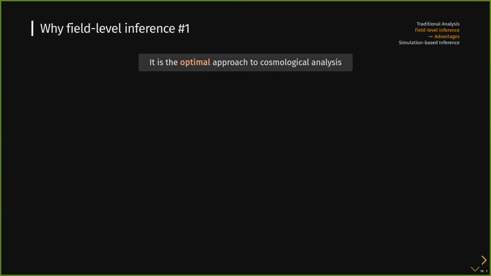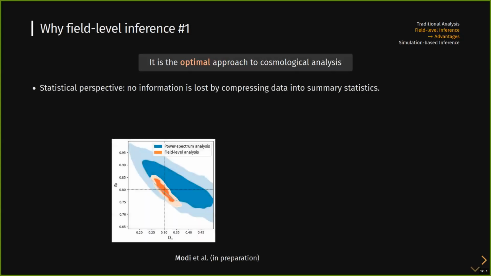The first, it allows you to do optimal analysis. Field level inference asymptotically is the optimal approach to do cosmological analysis. And from the statistical perspective, it is easy to see. You're not compressing your data, so there's no information that is getting lost in that compression. If you can model the field level data to full fidelity, that is eventually the best that you can do in this particular case.